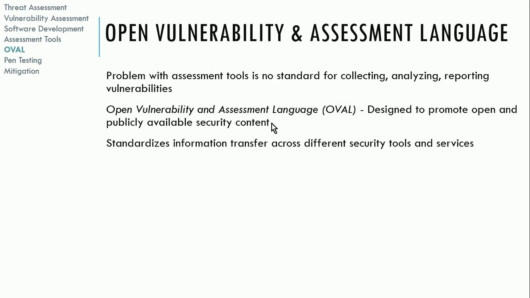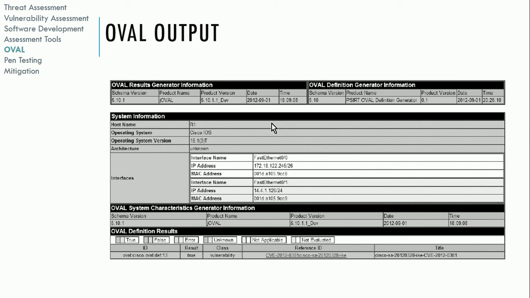For example, if you have an intrusion detection system, then it may want to aggregate information that's coming from, say, a vulnerability scanner and incorporate that information into the intrusion detection system. But the only way that can happen is if the software can interpret the results from some other software. So OVAL, or the Open Vulnerability Assessment Language, allows that to happen. And here's an example of some sample output from an application using OVAL.